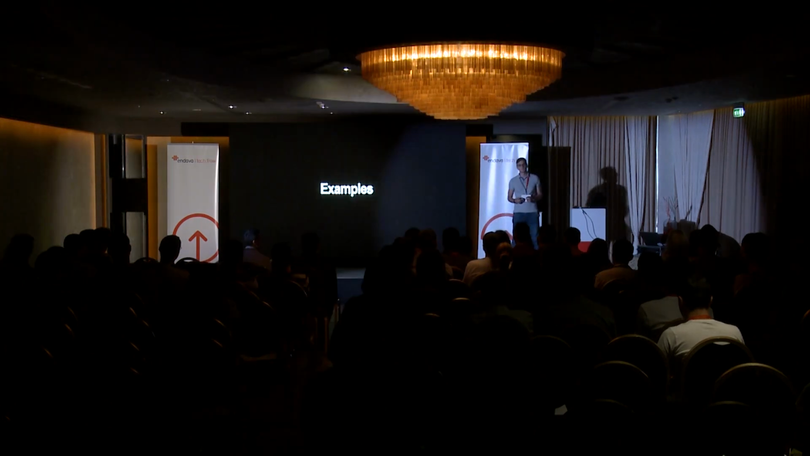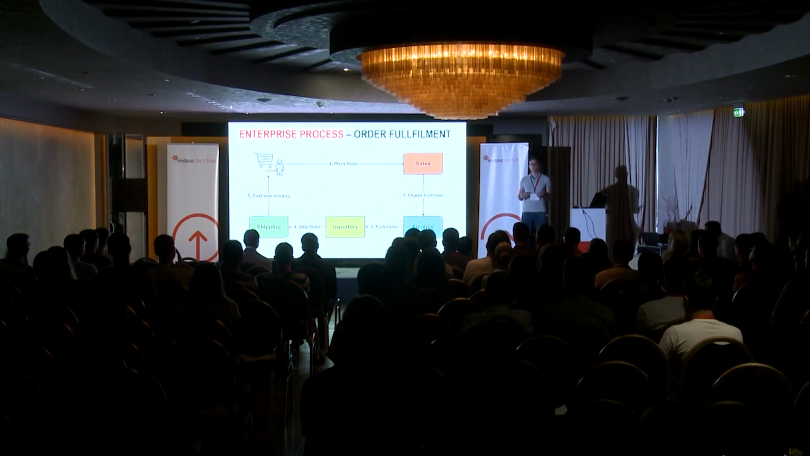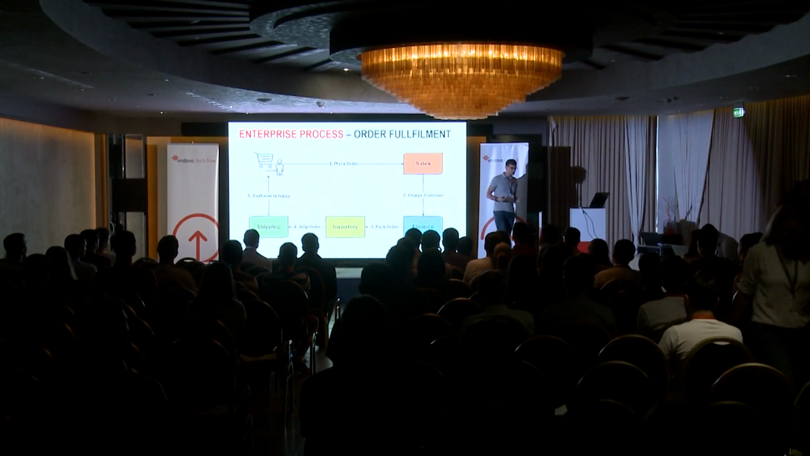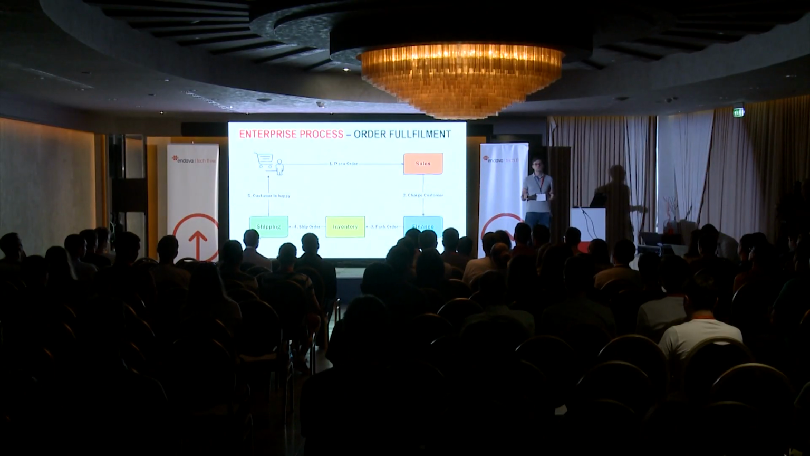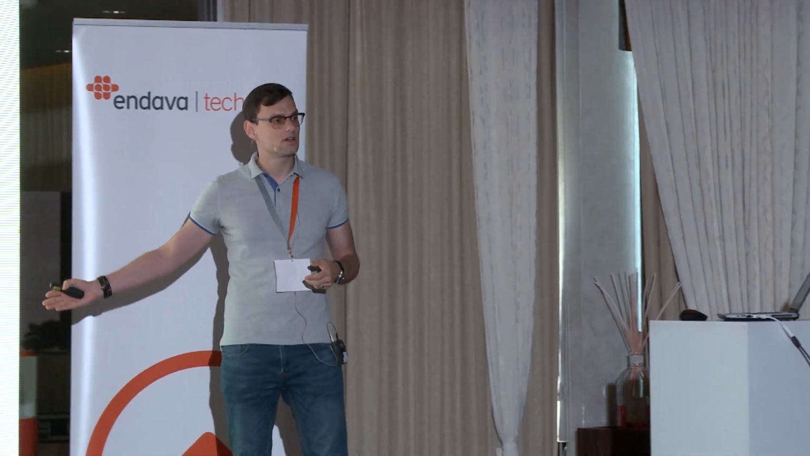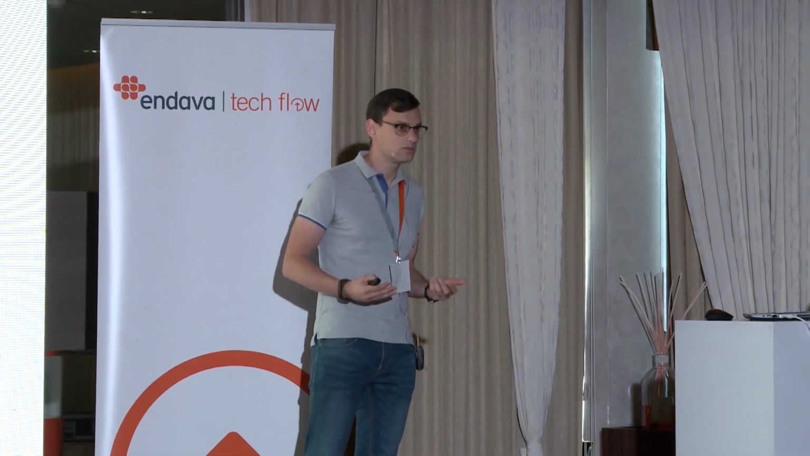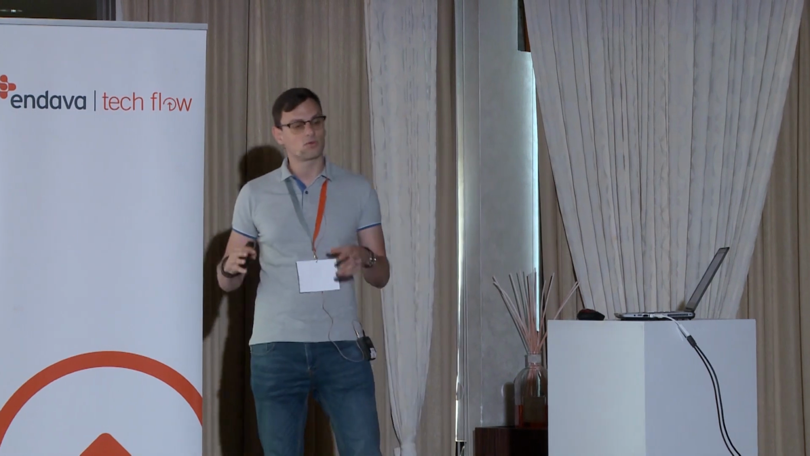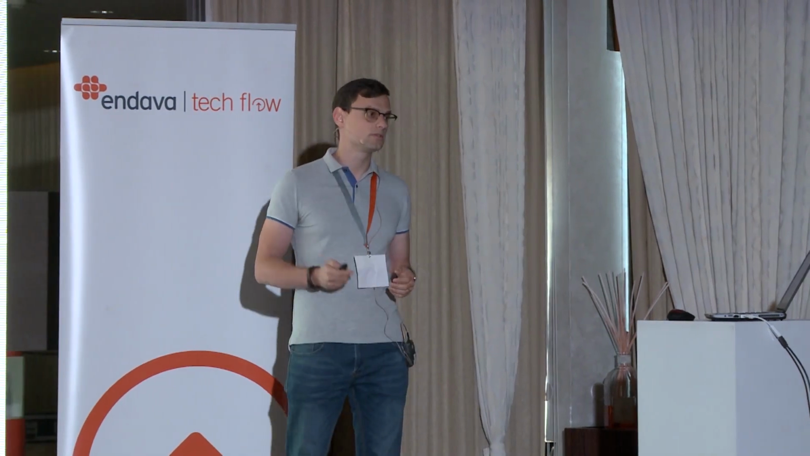So let's see some examples. And we'll start with the order fulfillment process. This is what happens between the time that you push the checkout button and the order is shipped to you. In order to do this, multiple departments in the business need to collaborate. Sales needs to approve the order, finance needs to charge the customer, inventory needs to pack the order, and shipping needs to actually ship the order. So in order to achieve this enterprise process, multiple services or bounded contexts need to collaborate.